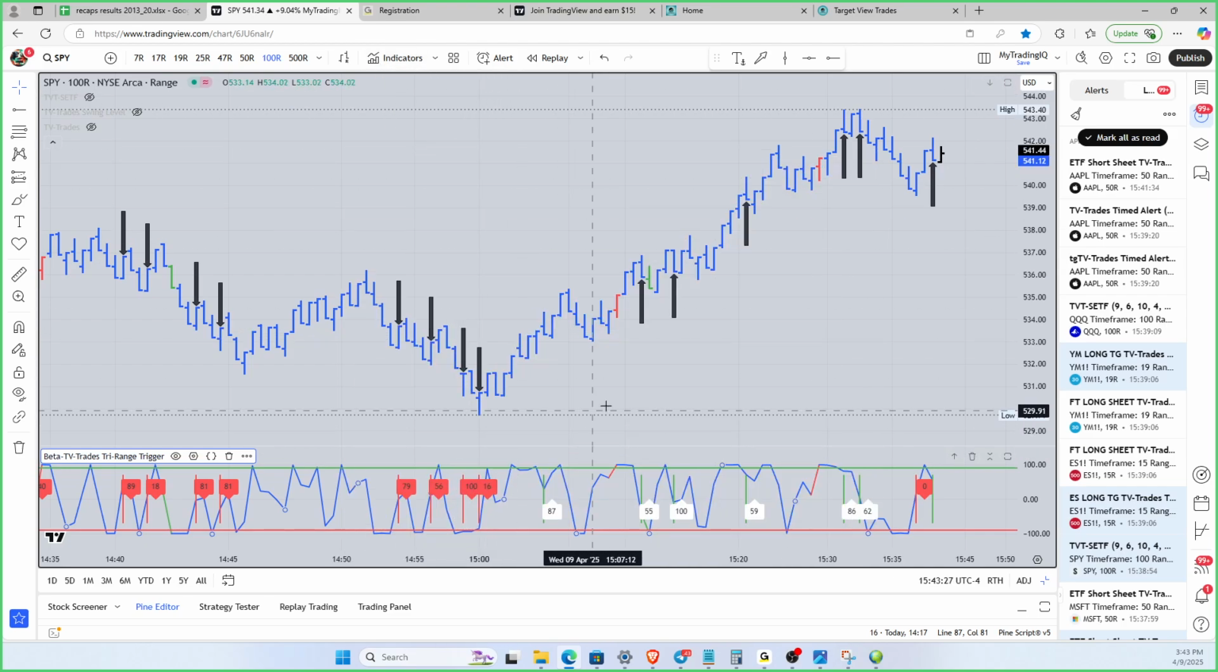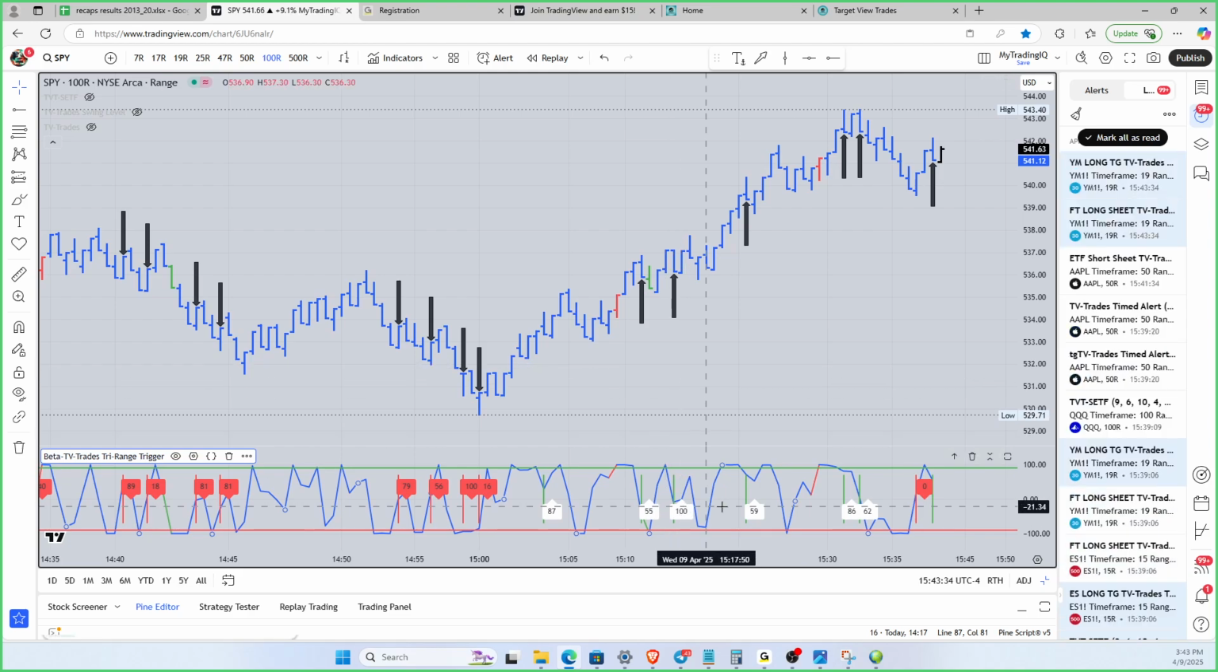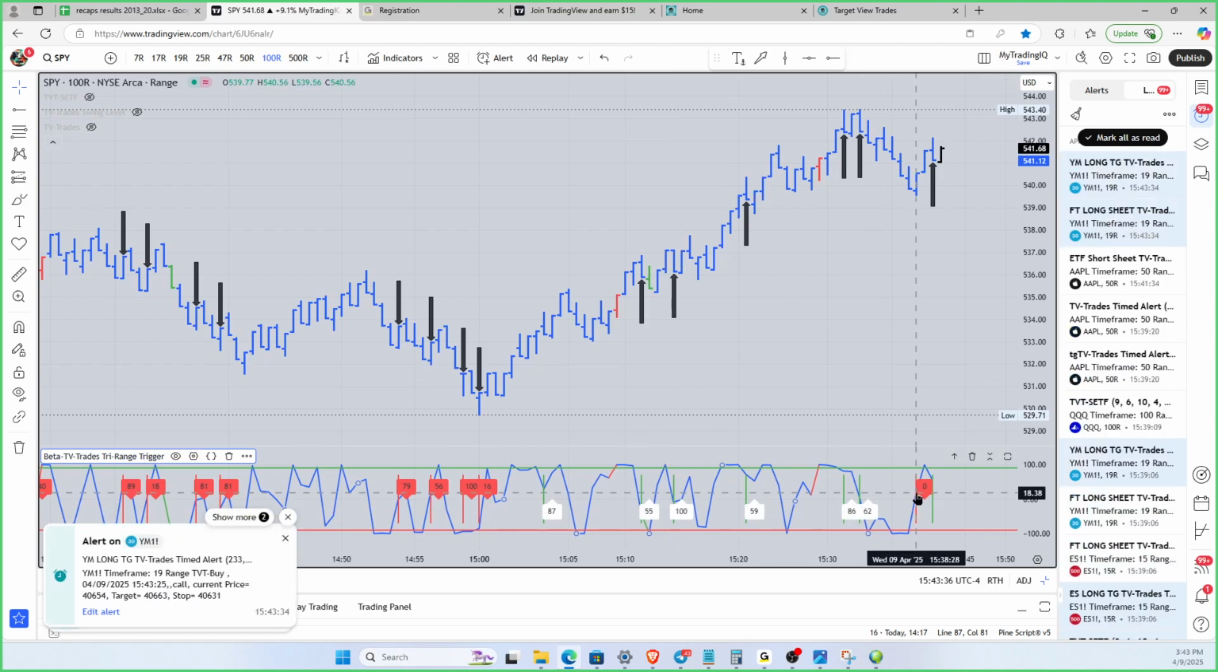Now, the idea is that when you get an indication, the numbers down here, these labels down here, show how far the trigger bar went in the direction of the trade. Now that's just the trigger bar. It's not saying a bar after it or anything like that. It's just the trigger bar.